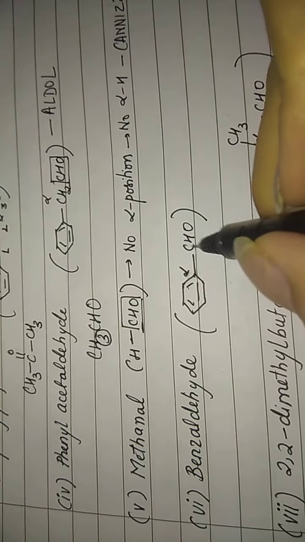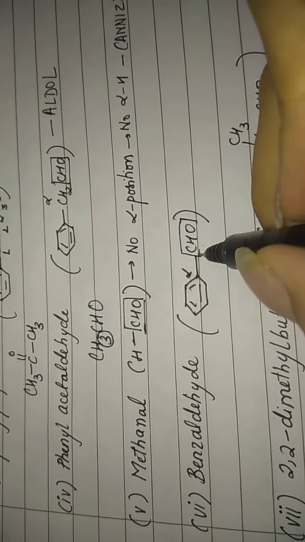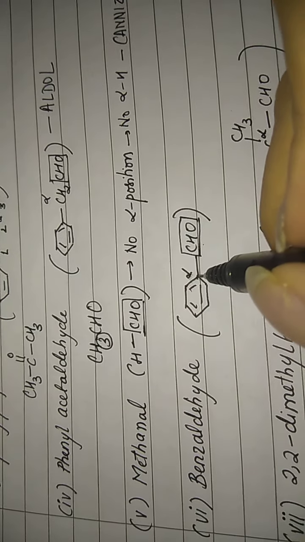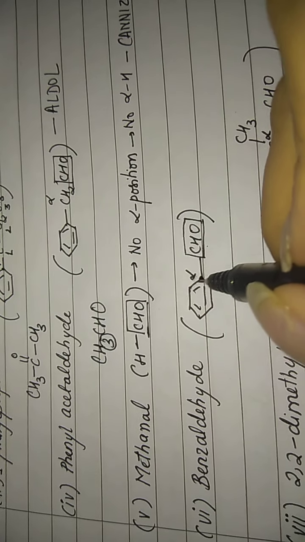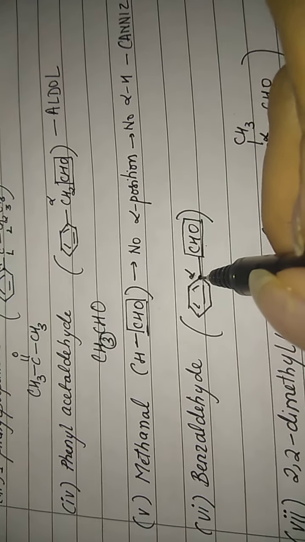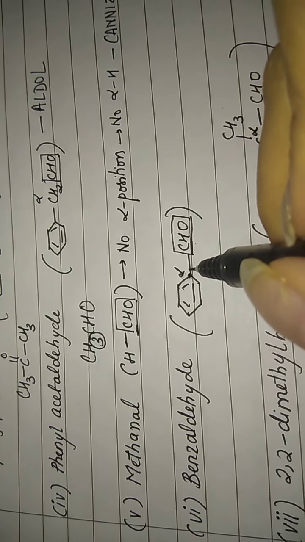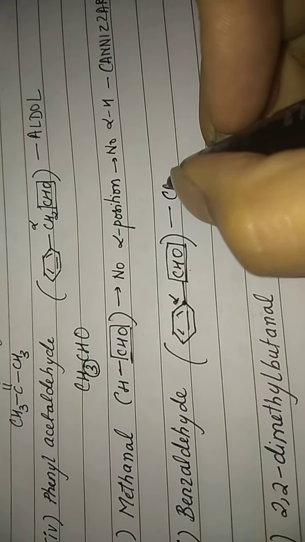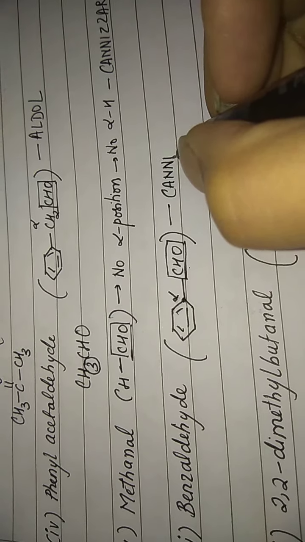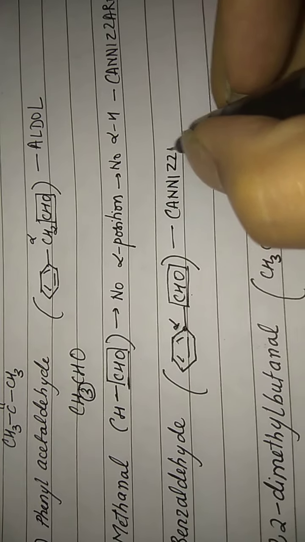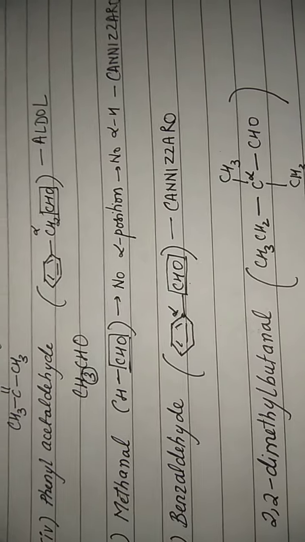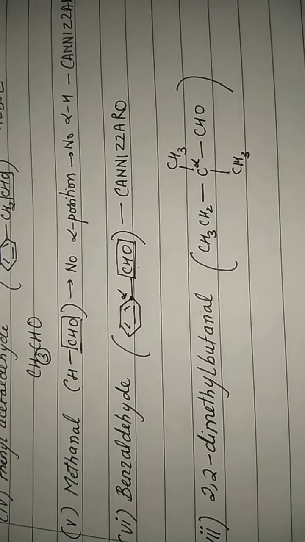Fine. Now benzaldehyde. This is your functional group. The position next to it is the alpha position. Now this particular aldehyde has the alpha position, but the alpha position does not have any hydrogen atom because already there are 4 bonds around this particular carbon atom. So alpha position is there, but alpha hydrogen is not there in this compound. So this will again undergo Cannizzaro. Cannizzaro is the reaction which is given by those aldehydes which have no alpha hydrogen.